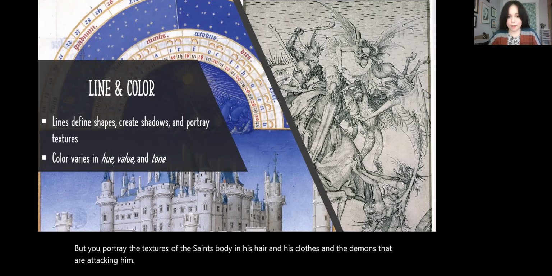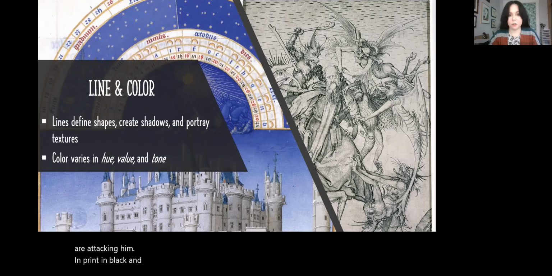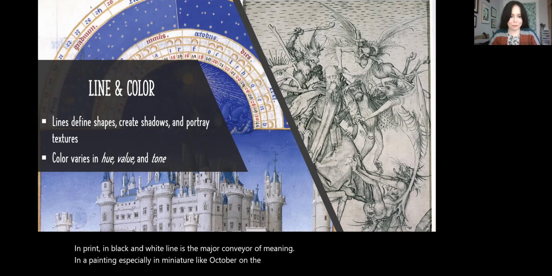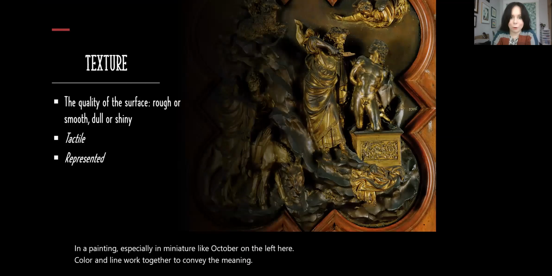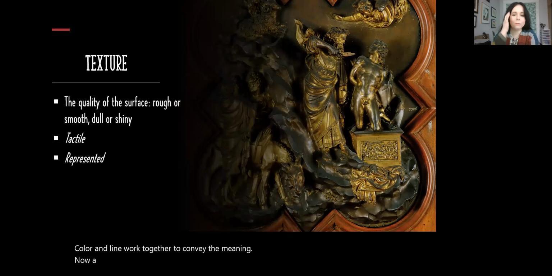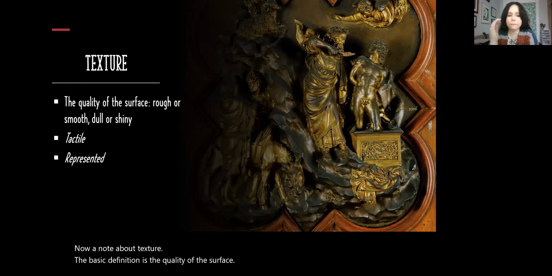In print, in black and white, line is the major conveyor of meaning. In a painting, especially a miniature, like October on the left here, color and line work together to convey the meaning. Now a note about texture. The basic definition is the quality of the surface. Texture could be rough or smooth, dull or shiny.